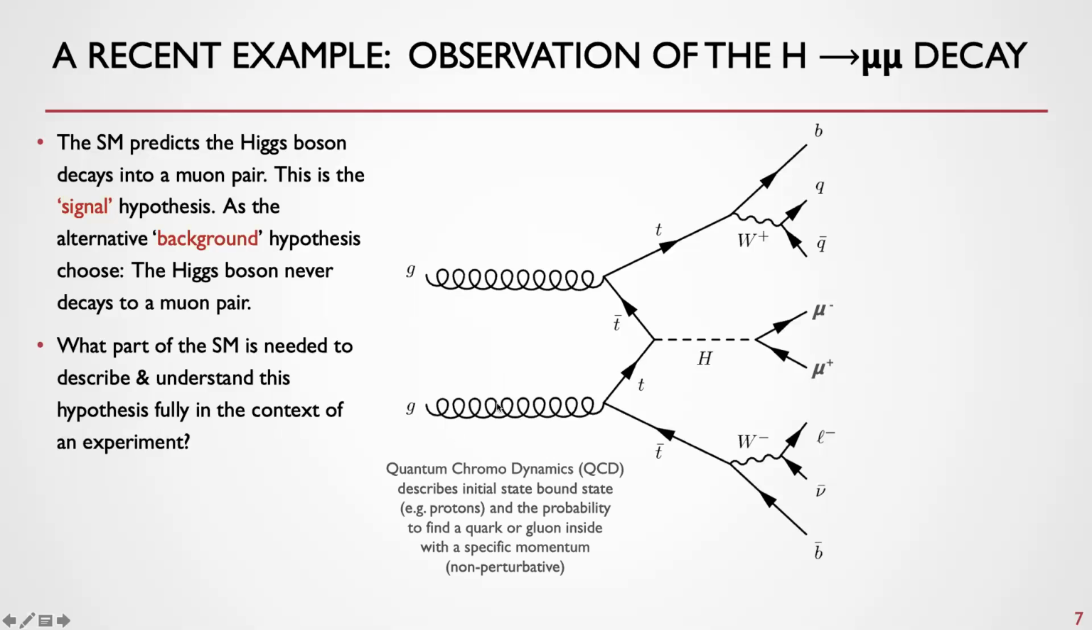First, we need to understand the strong interaction described by quantum chromodynamics, because it does describe the initial states, the bound states, the protons, and the probability to find that gluon in the proton. So QCD is needed, quantum chromodynamics.